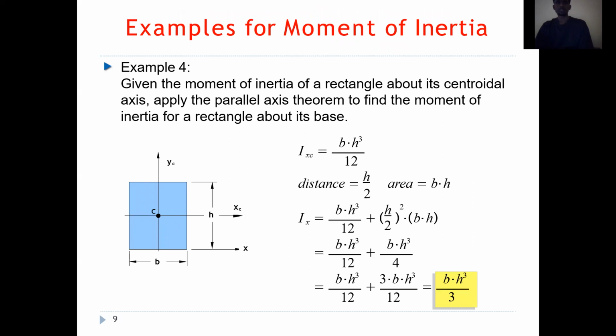Given the moment of inertia of a rectangle about its centroidal axis, apply the parallel axis theorem to find the moment of inertia for a rectangle about its base. Here the distance is equal to h by 2 and the area is equal to breadth times height.